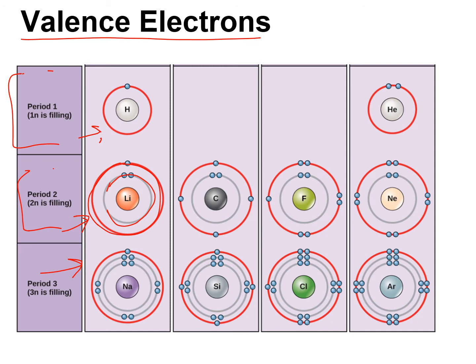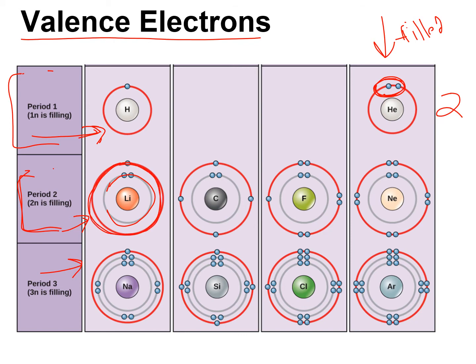Now, for a shell to be completely filled with electrons, you would have pairs of electrons. Electrons like to go in pairs. Think of it that way. So in this group, that column, these are all completely filled shells. In the first shell, the maximum number of electrons that can go there is 2. So if an atom has 2 electrons in its first shell, that first shell is completely filled, and then that atom is stable.